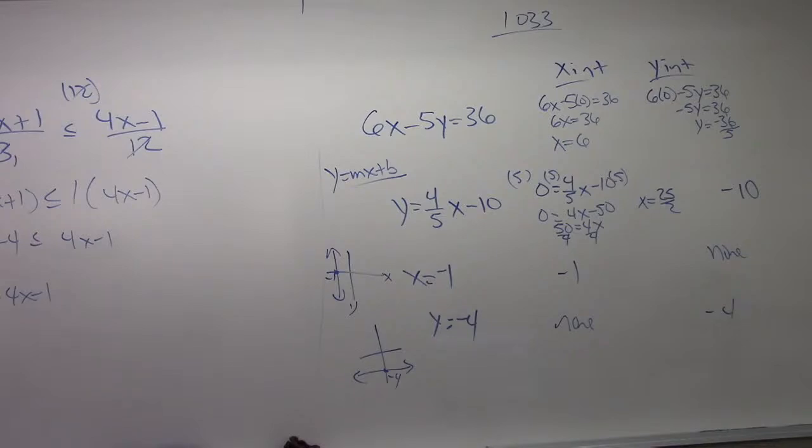All right. Add 18x, add 18x. Negative 8 is less than or equal to 22x minus 1. Divide by 22, divide by 22. X is greater than or equal to negative 7 over 22.